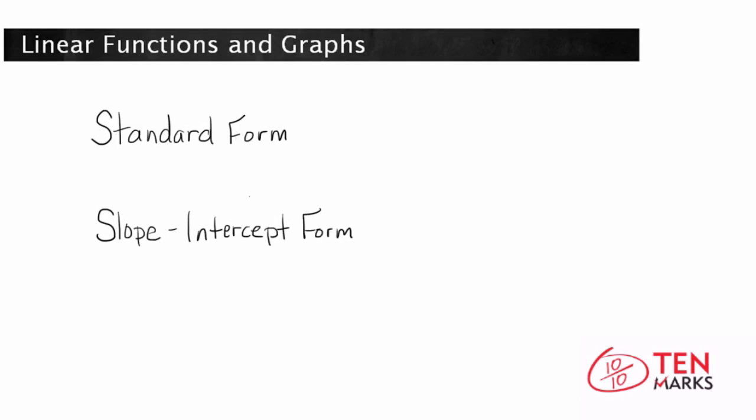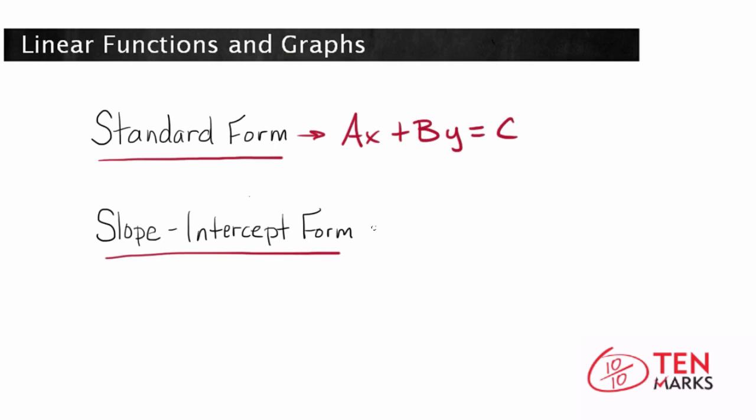This lesson shows how to determine that a particular graph represents a line in standard form and in slope-intercept form. When working with linear functions, you might use the standard form of a line or the slope-intercept form of a line. In standard form, the equation is written in the form ax plus by equals c. And in slope-intercept form, the equation is written in the form y equals mx plus b.